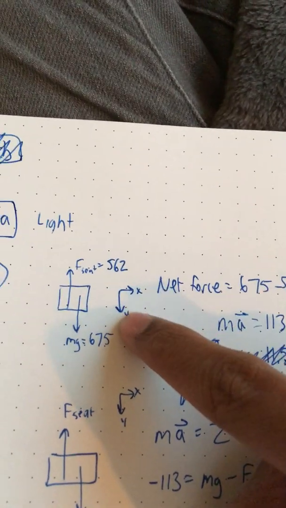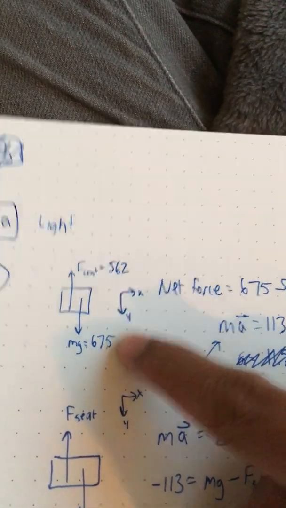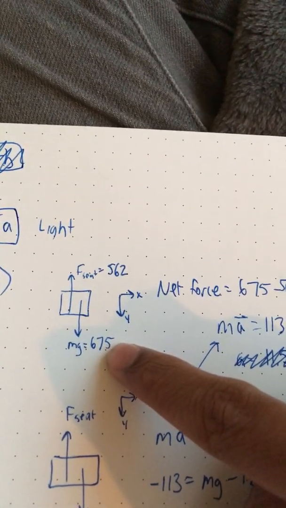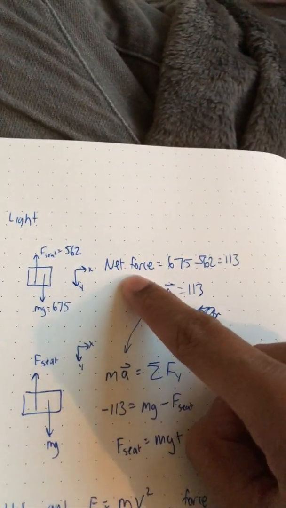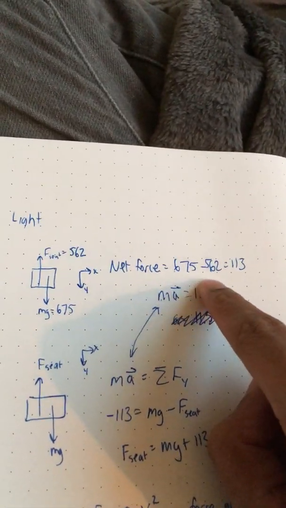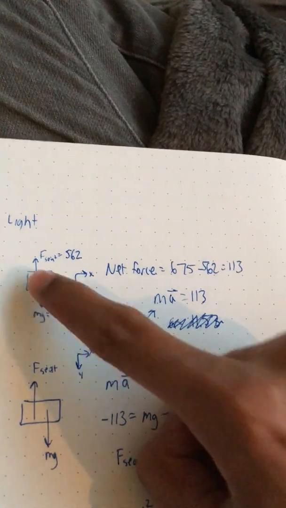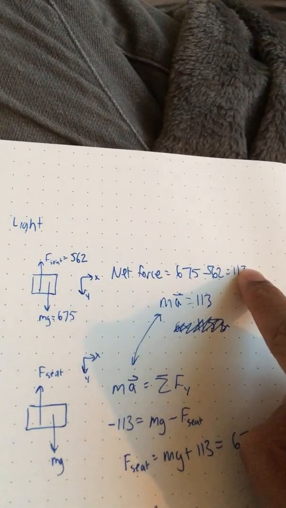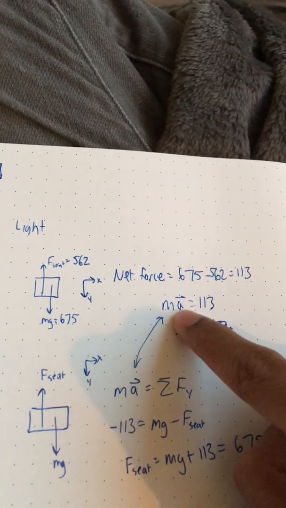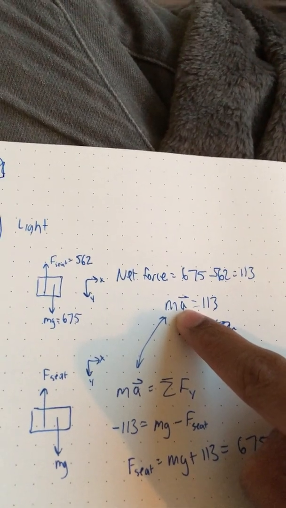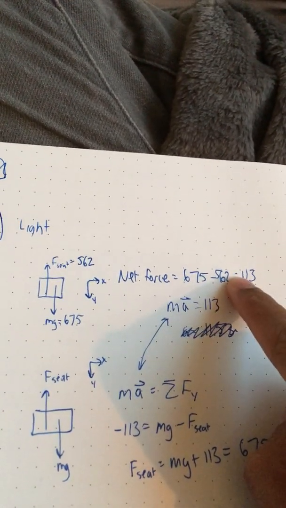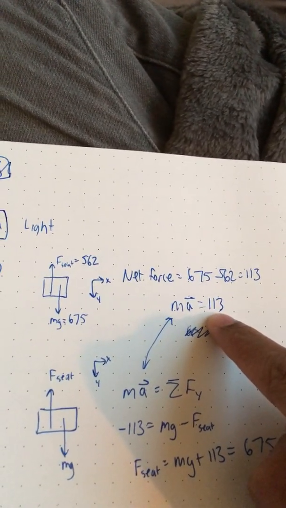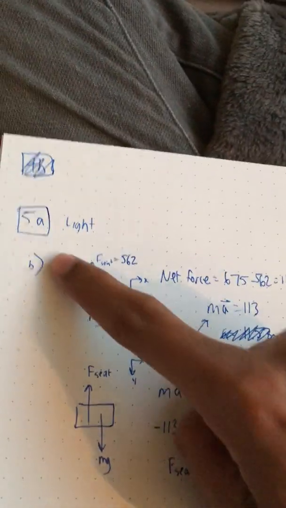So here I just oriented my axes. I said positive is down, and so that's 675. So the net force is 675 minus 562, so this minus this, and that's 113. And so mass times acceleration equals net force. So that equals the net force of 113. So this is part B.